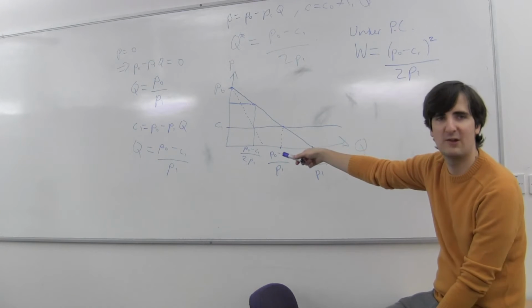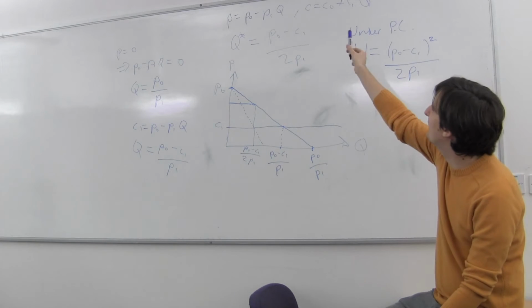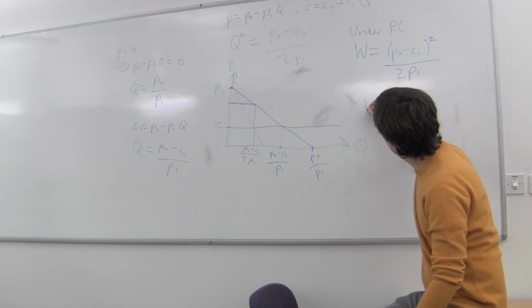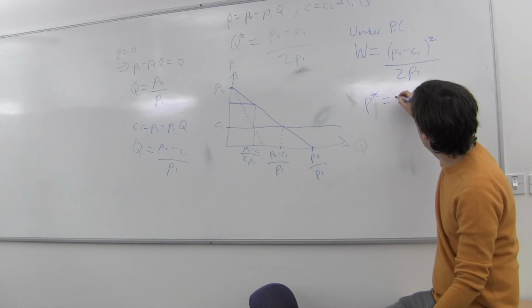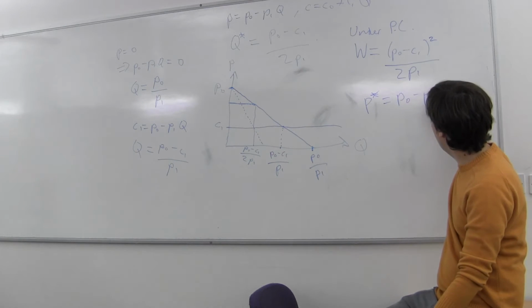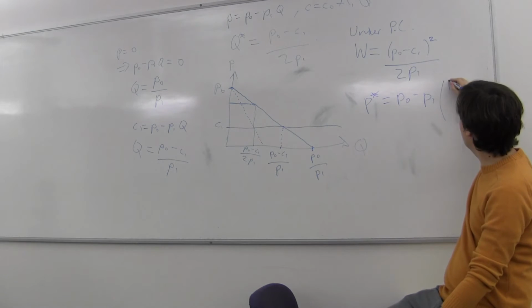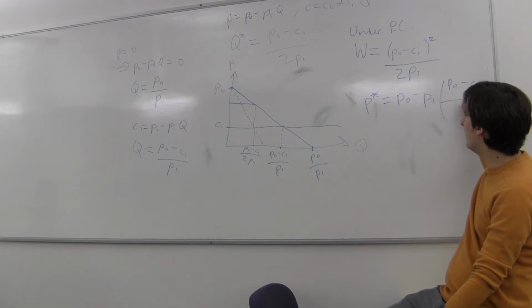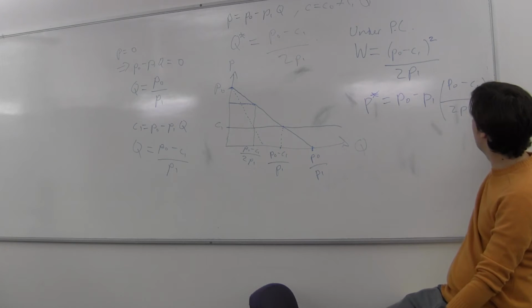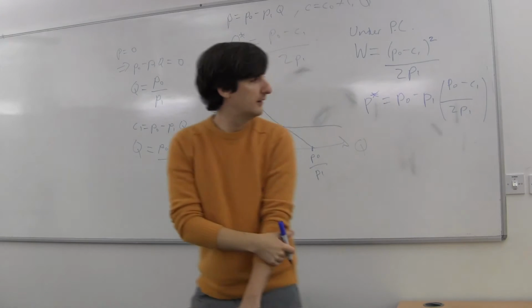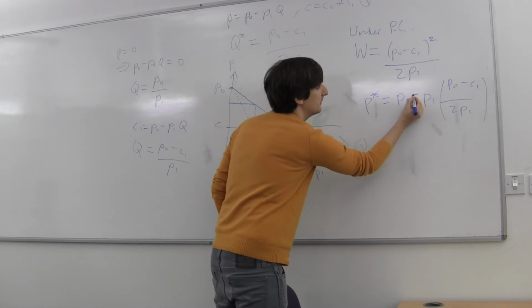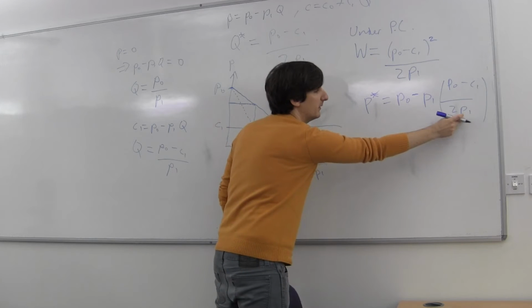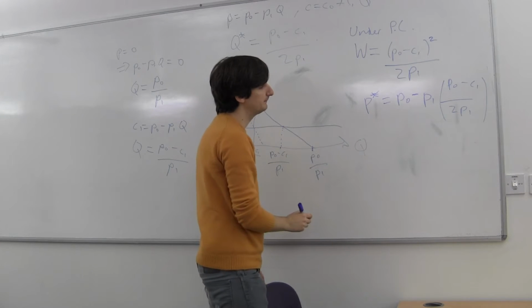So all we've got to do is substitute the quantity into the demand curve. The price that the monopolist is setting is going to be P0 minus P1 times this thing, P0 minus C1 over 2P1. This is going to simplify a bit. We've got a P1 here, we've got a P1 there, so those cancel out.